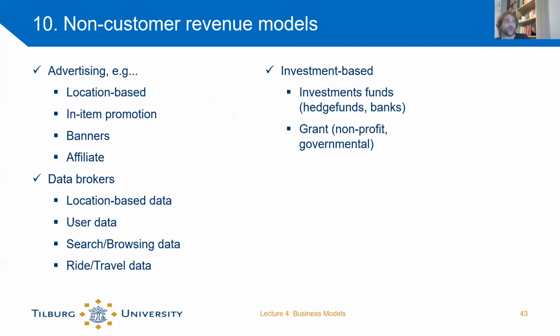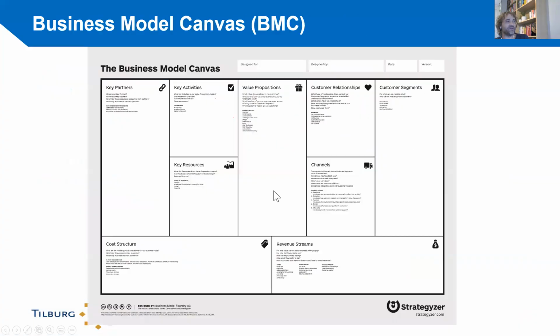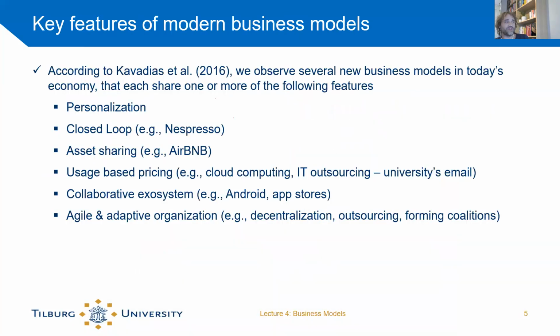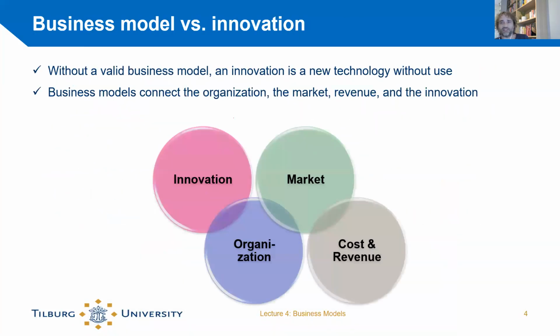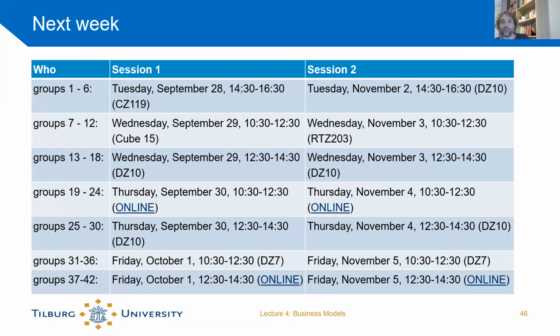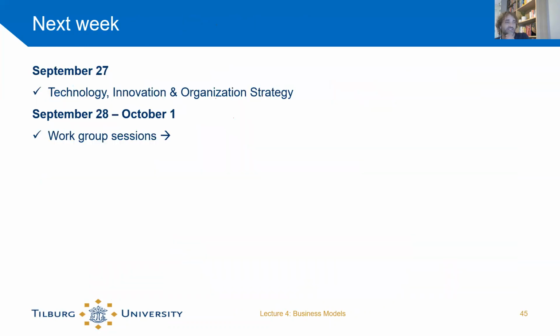So that's it for this week. We discussed what a business model is, and we discussed the whole business model canvas, which we distinguished in those four different main segments. I hope it was interesting. And next week, we are going to shift to the organization part of the course and talk about the organization strategy. And next week, we have the work group sessions.